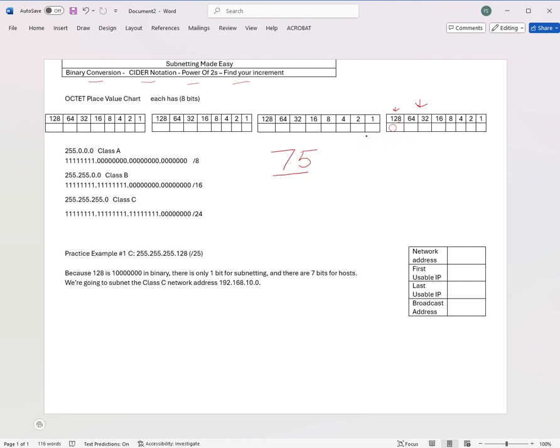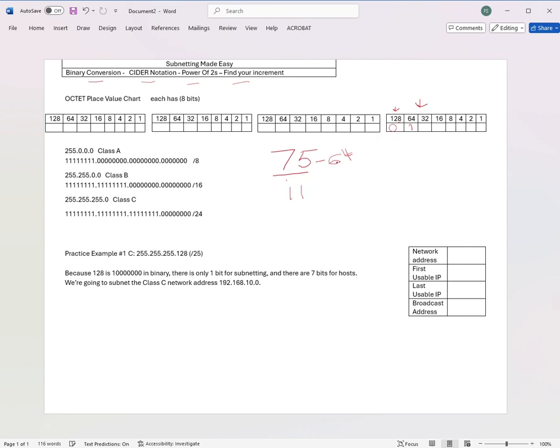Now we're going to ask ourselves again, can 75 take away 64? Yes, indeed, 75 can take away 64. And since that's the case, we are going to turn on a bit. Now, once 75 takes away 64, the answer is going to be 11.